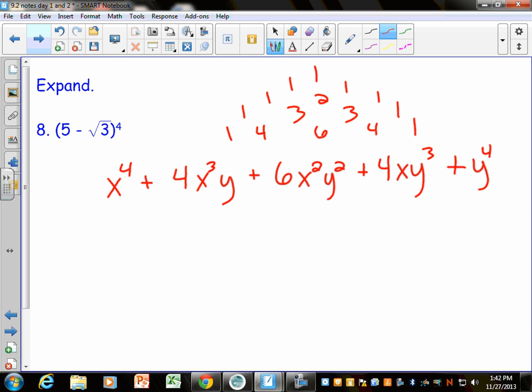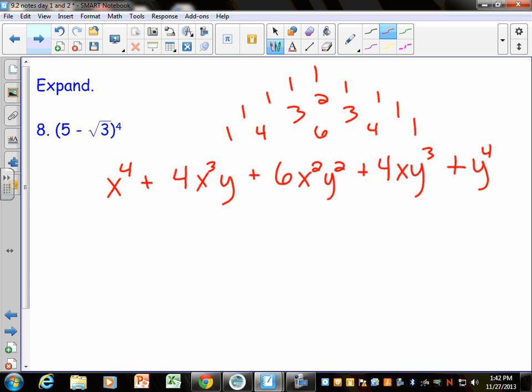My coefficients are right, and now I just have to plug in my 5 and my negative square root of 3. Right? That's the basic setup of what we did yesterday and what you're going to be doing on your homework today. The only difference now is instead of just having numbers and x's and y's, they're going to maybe give you some radicals, maybe some fractional exponents or negative exponents, where you just have to plug it in, and then the simplifying is the extra part.